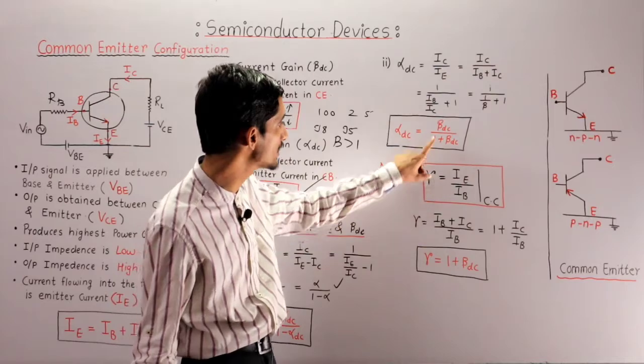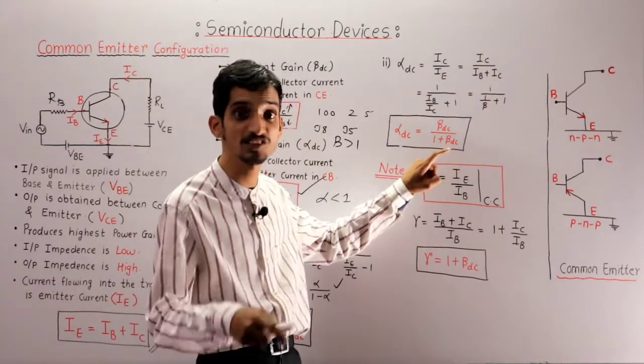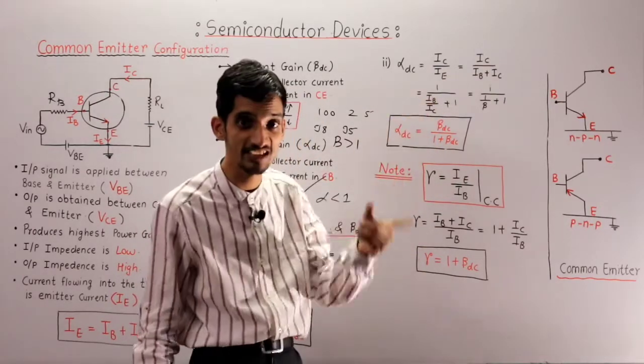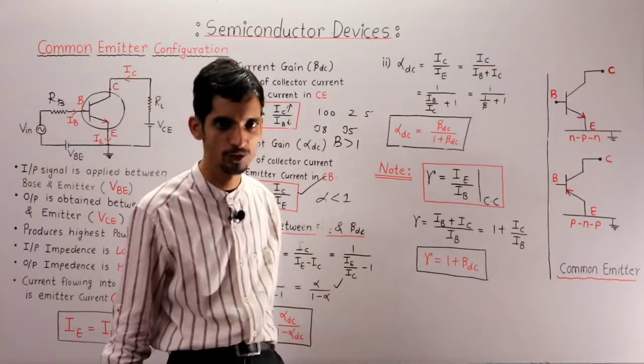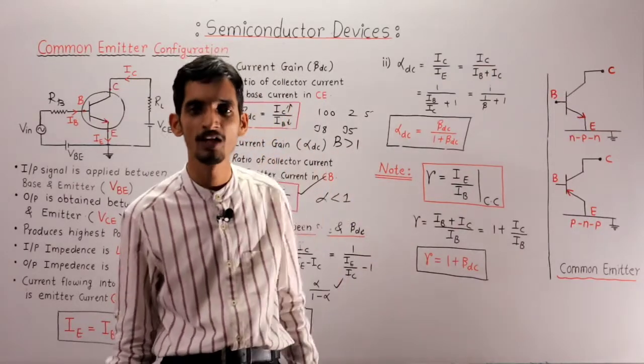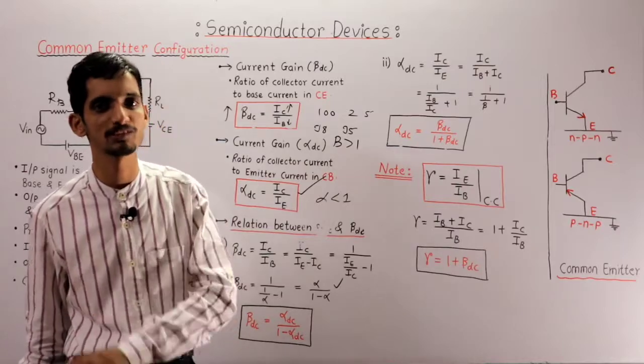Now if you observe, this beta is greater than 1, so 1 plus beta is greater than 1. So this ratio is always less than 1. That's why alpha is less than 1. So alpha is beta by beta plus 1 and beta is alpha by 1 minus alpha.